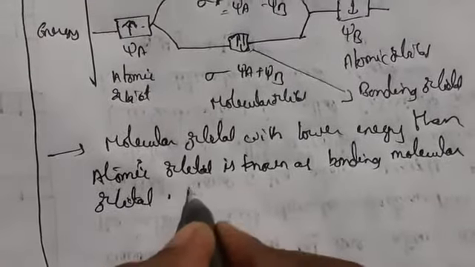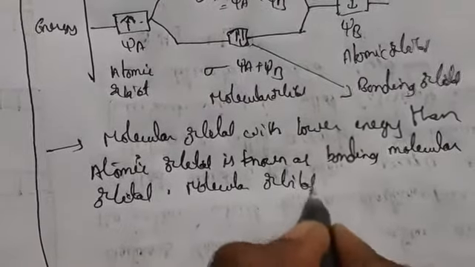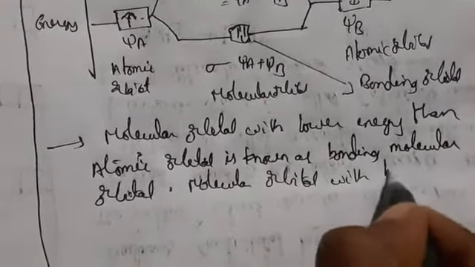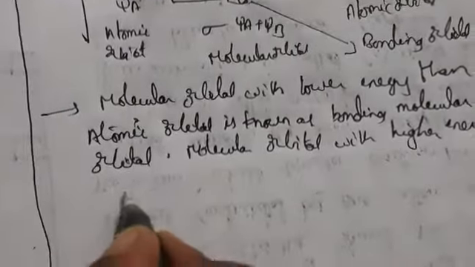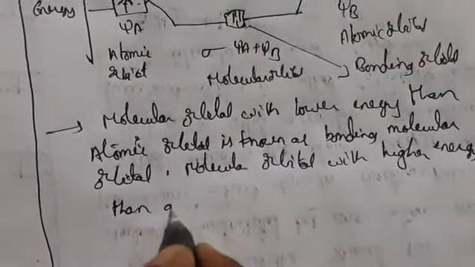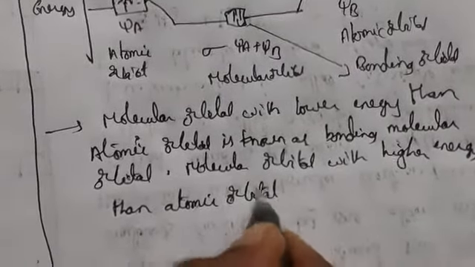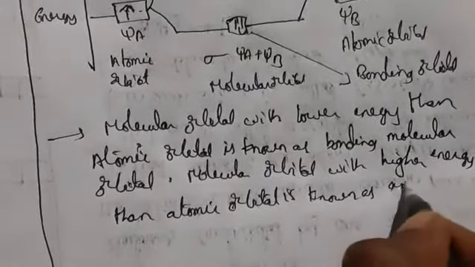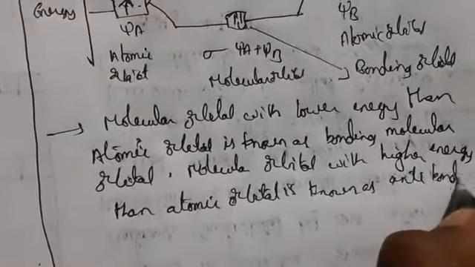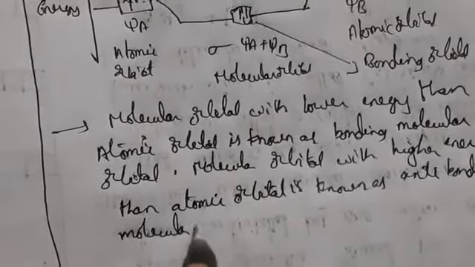If a molecular orbital has higher energy than the atomic orbital, it is known as an anti-bonding molecular orbital.